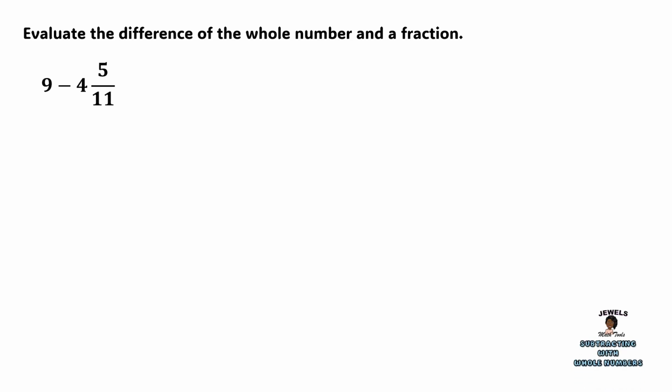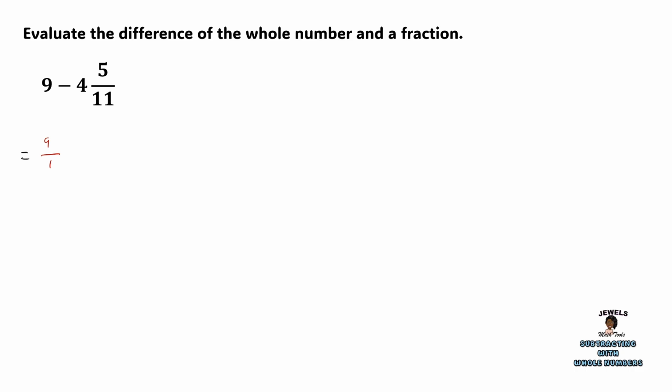So we are going to be subtracting our mixed number from our whole number by changing our whole number into its fraction form. And remember that to express your whole number as a fraction, we're taking our whole number, which is 9, and writing it with 1 in the denominator.